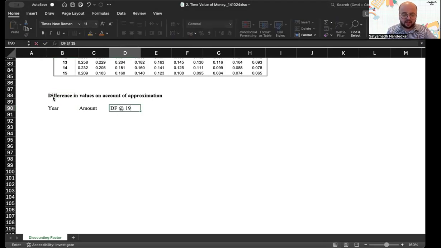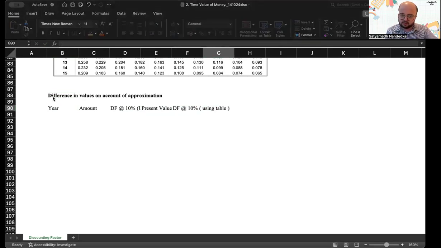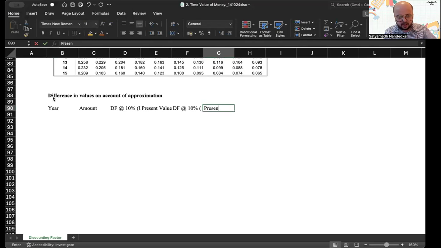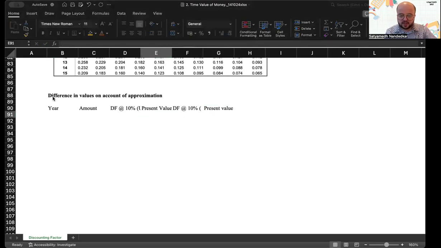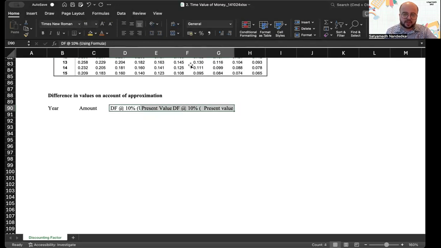Discounting factor at the rate of 10% using the formula and DCF, that is discounted cash flow, or I can also call it present value if you want it that way. And discounting factor at the rate of 10% using the table. We're going to look at the table and then we'll see what the present value comes down to. Okay, now be with me as I perform these calculations. I would need your attention.